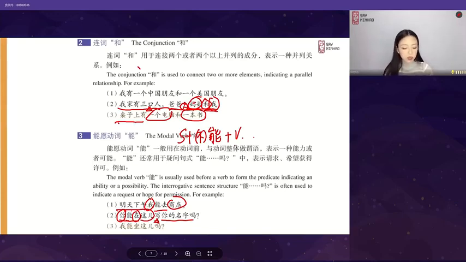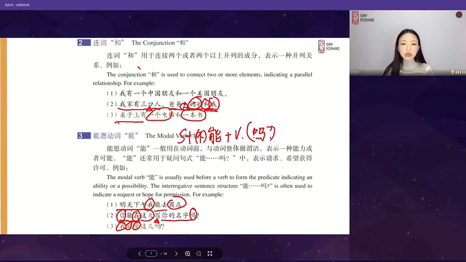So, this is the question. If you want to ask a question by using 能, then you just need to put a ma after this sentence and put a question mark after it. Okay, this is the question, interrogative form of 能. And last one, 我能坐这儿吗? Can I sit here? 我 is the subject, 能 plus the verb 坐, sit.